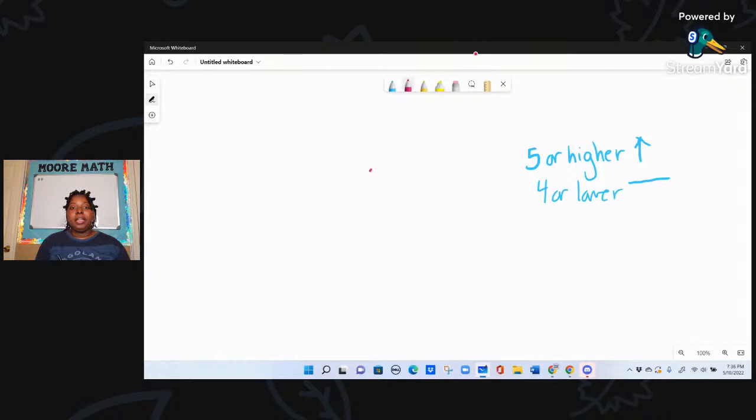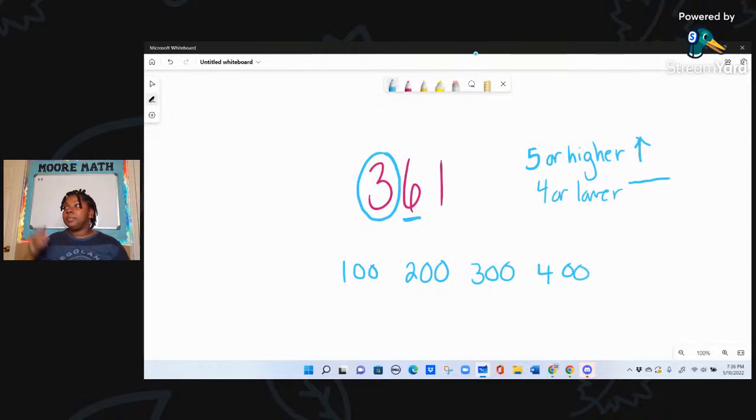Okay. 361. We're going to round to the nearest hundreds place. All right. So we're looking at this 3. Which 100s is it in between? Is it in between 100 and 200, 200 and 300, or 300 and 400? Type it in the chat for me, okay? Where would 361 fall? Let me know in the chat.